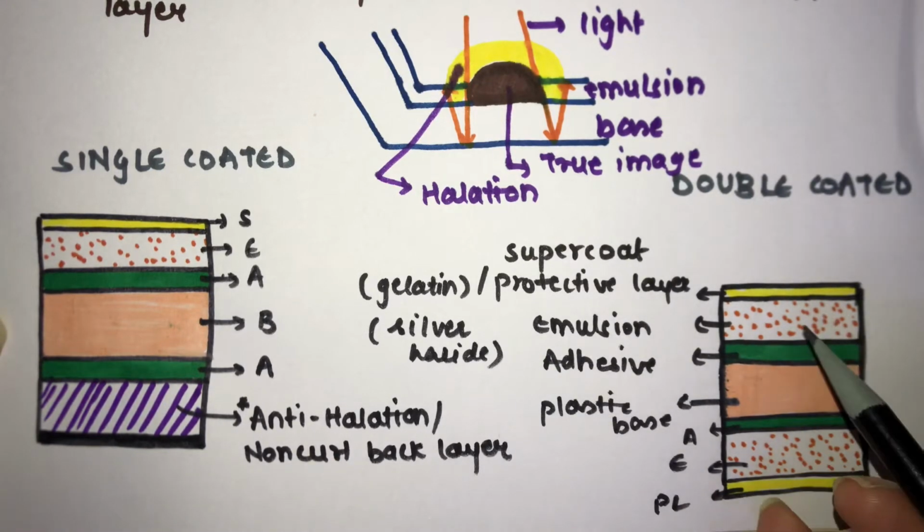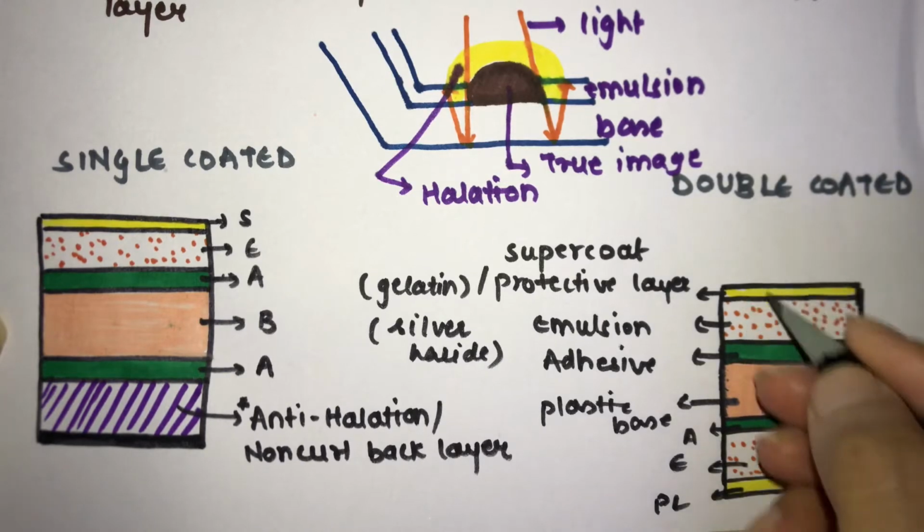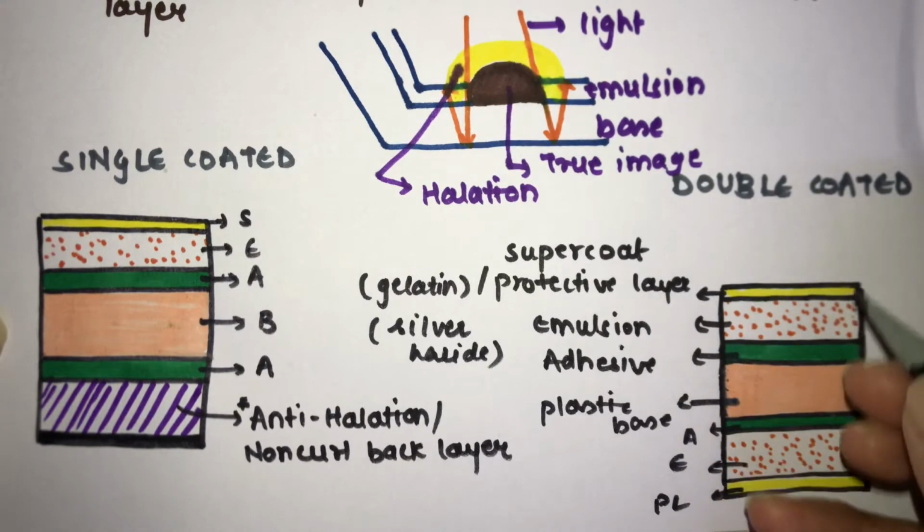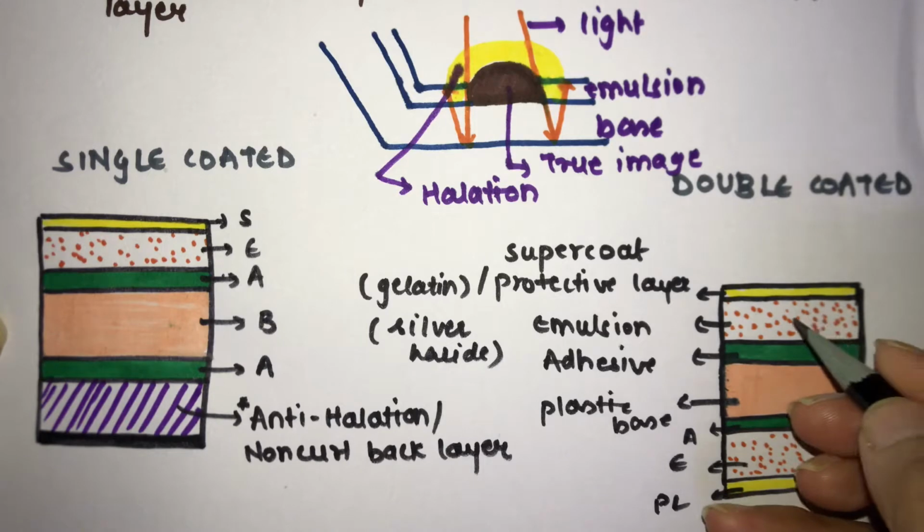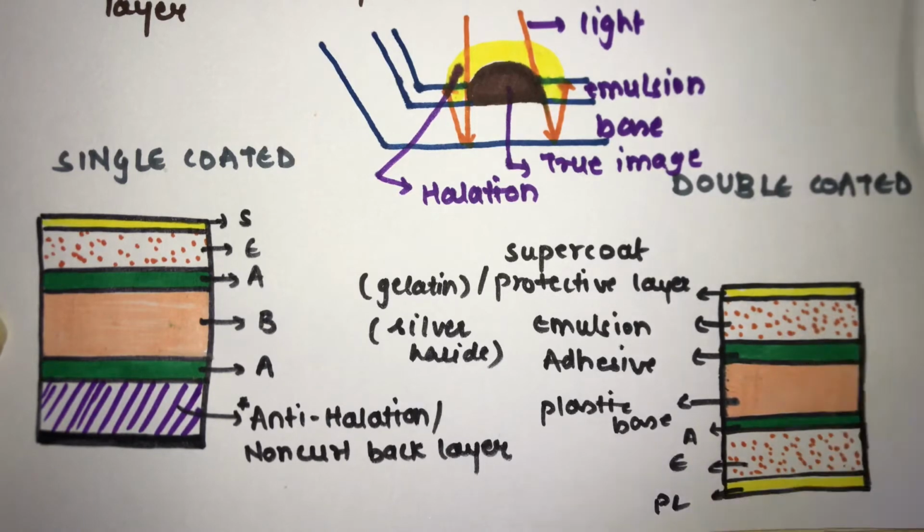So this emulsion is a component which is sensitive to your X-ray. So when your X-ray beam is passing through the film, this emulsion is sensitive to it, and because of this emulsion, the radiographic image is formed on that film.